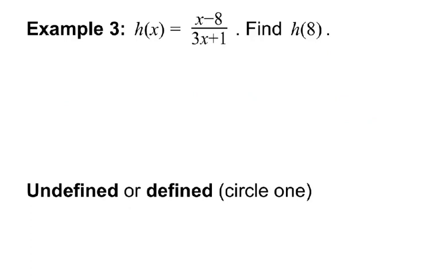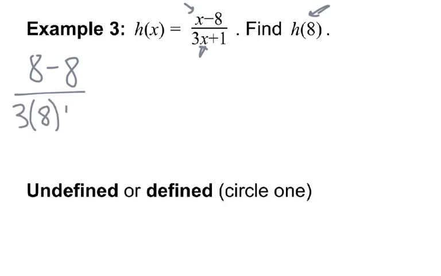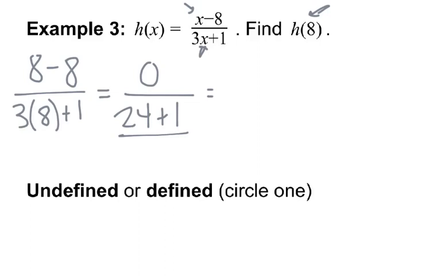One more example problem. h of x equals x minus 8 over 3x plus 1. Find h of 8. So we're going to put 8 in those two locations, right? So I'm going to start on top and I'm going to say 8 minus 8 all over 3 times 8. Use those parentheses, plus 1. 8 minus 8 on top gives us 0 over 3 times 8 gives me 24 plus 1. I'm just going to combine what's on the bottom there, and I'm going to get 0 over 25.